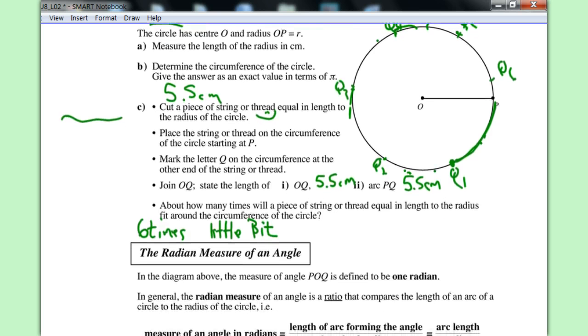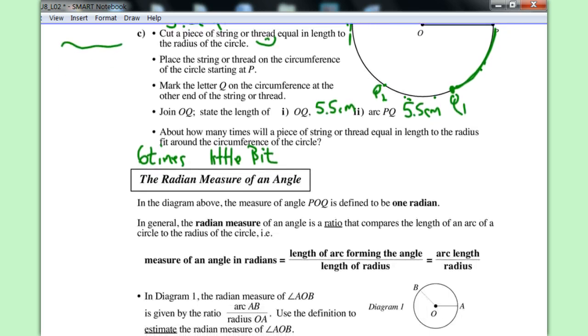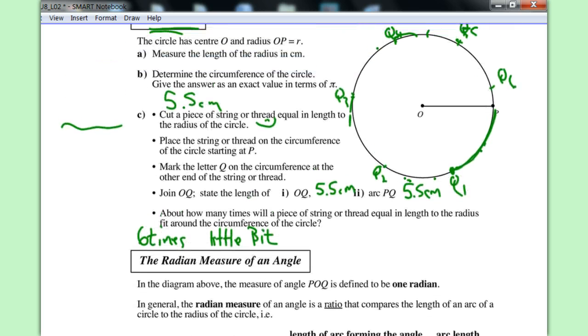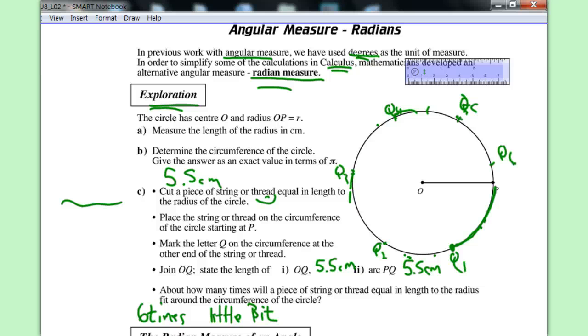Well, let's continue on. In the diagram, oops, I forgot to do this. Determine the circumference of the circle to an exact measure. Give the answer as an exact value in terms of pi. Well, the radius was 5.5 centimeters. I forgot to do B, and that means that I know the circumference of a circle. The circumference of a circle is equal to 2 pi r, and so therefore this is 2 pi times my radius, which is 5.5.